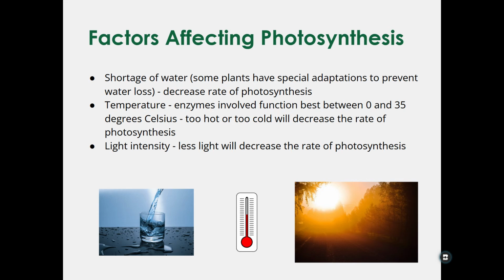And then overall light intensity as well. We can see that right now during our daylight saving times. There is less light, so it's causing the plants to lose their chlorophyll since they're not being able to produce photosynthesis at the same rate. So overall, a decrease in light will decrease the rate of photosynthesis.